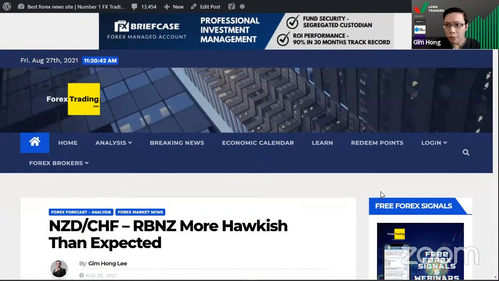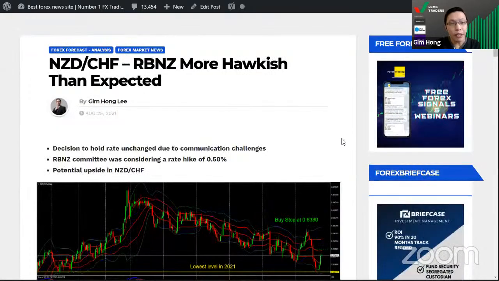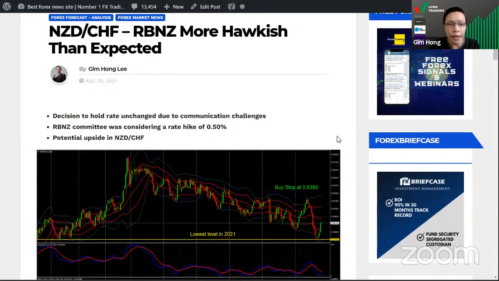Let's jump straight into the trade idea. This is a long-term trade, a real long-term trade, I would say. Kiwi francs, RBNZ more hawkish than expected.